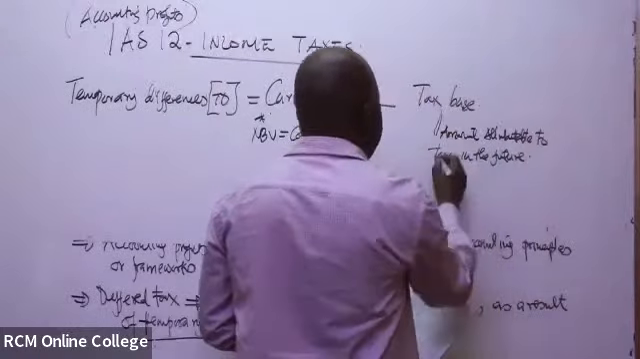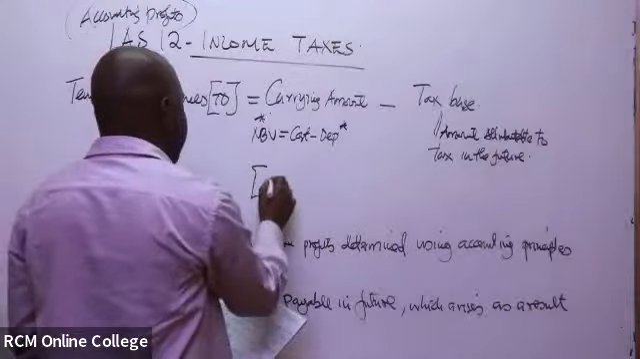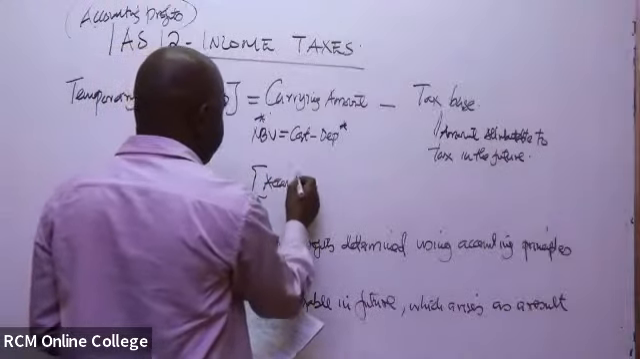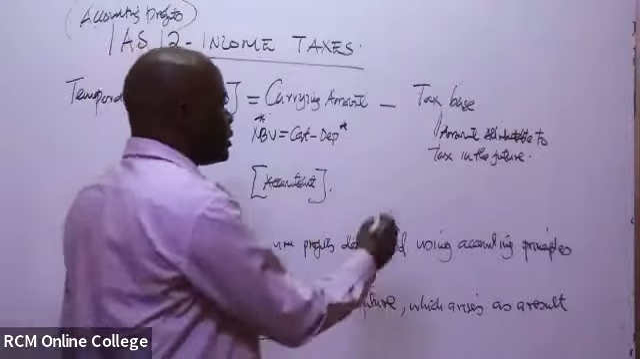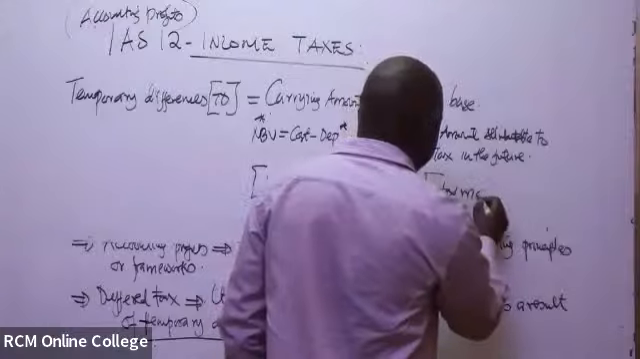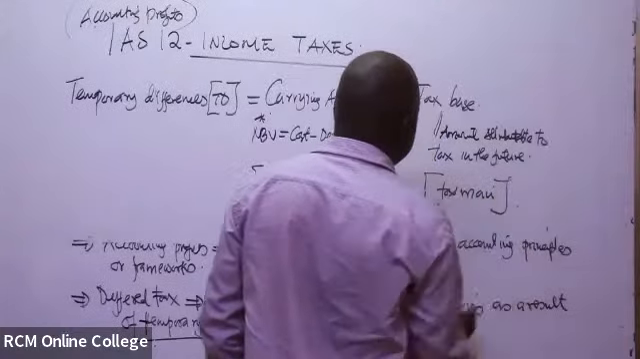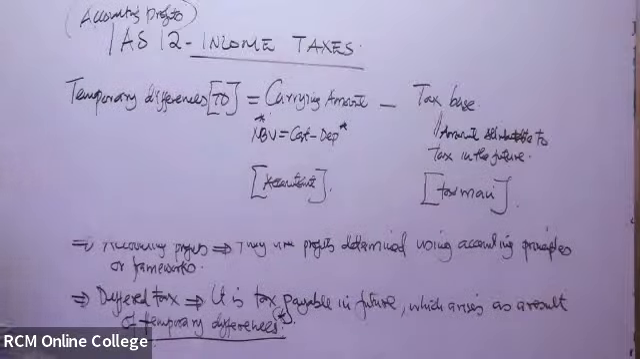The carrying amount is determined by the accountant as he prepares his books of accounts. But the tax base is what the taxman was expecting. It is the amount that was supposed to be taxed.